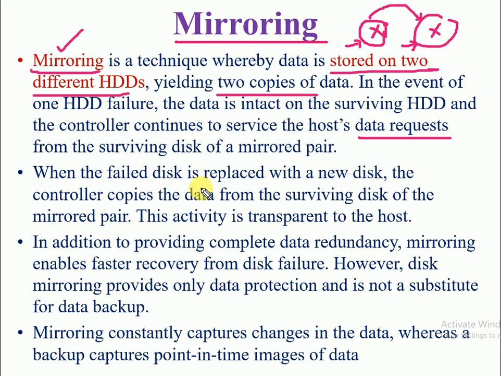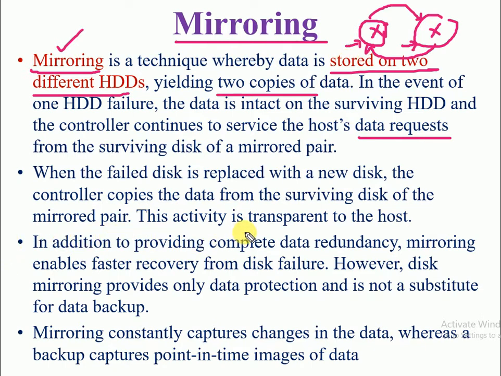When the failed disk is replaced, so if this one has failed, it will access this one. If the failed disk is replaced with a new disk, the controller copies the data from the surviving disk of the mirrored pair. So the data will be copied into this drive again. So that is the procedure. While doing storage virtualization, it follows this concept. If this disk fails, control goes to this one. Then after some time, this disk will be replaced, and automatically the data will be copied back to the initial drive.